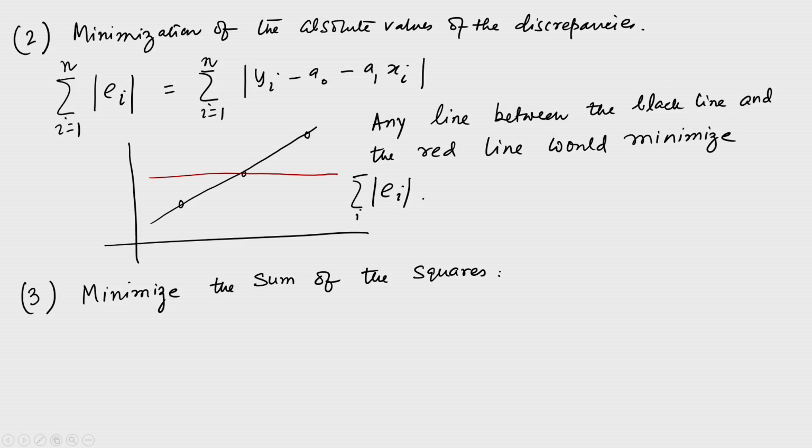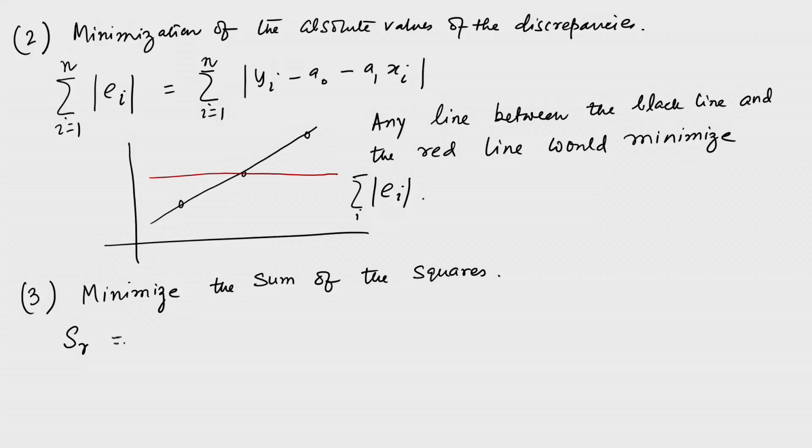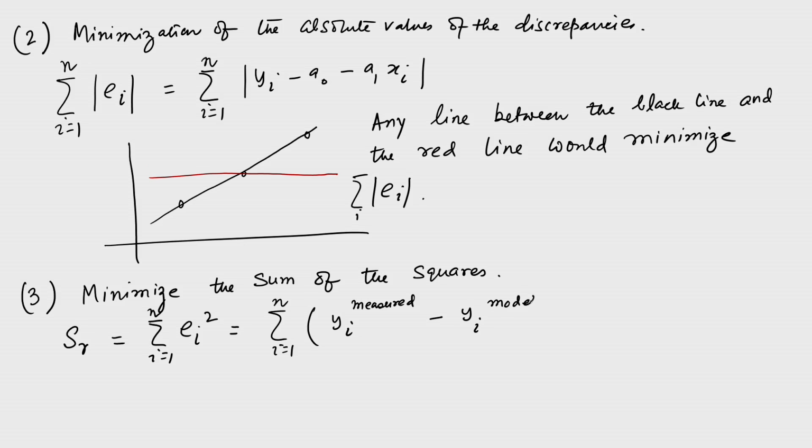So, importantly we have tried to minimize the error, then the magnitude of the error, and now we are trying to minimize the sum of the squares of this error, which means that we are going to minimize this SR, and SR is nothing but the sum over i equal to 1 to n of e_i squared, which is nothing but the sum over i equal to 1 to n of y_i measured, say for example, and y_i by this model of linear regression.